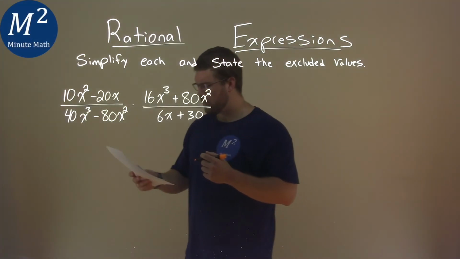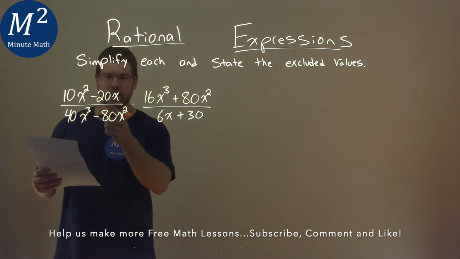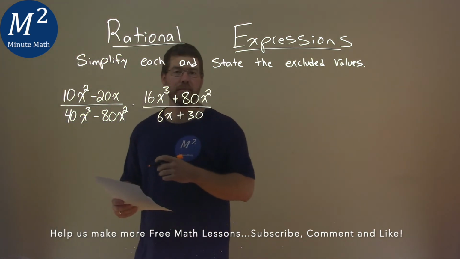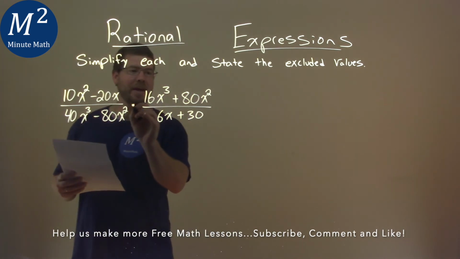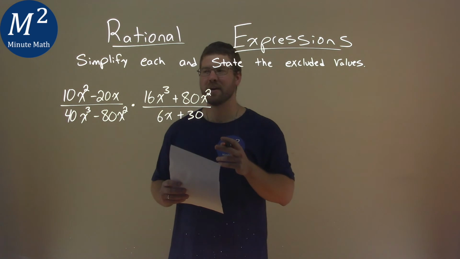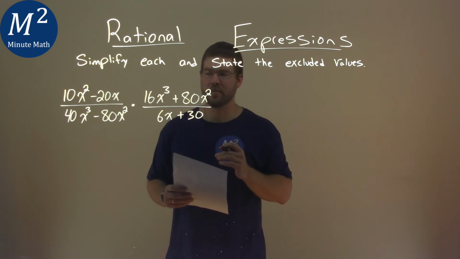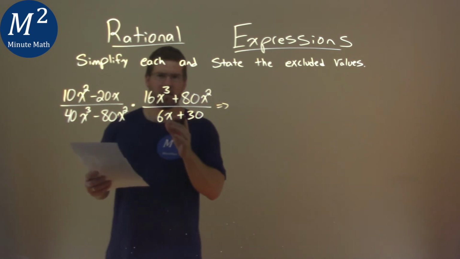We're given this problem right here: 10x squared minus 20x over 40x to the third power minus 80x squared, times 16x to the third plus 80x squared over 6x plus 30. And we have to simplify and state the excluded values. So let's go simplify first, and I'm going to try to factor where I can.